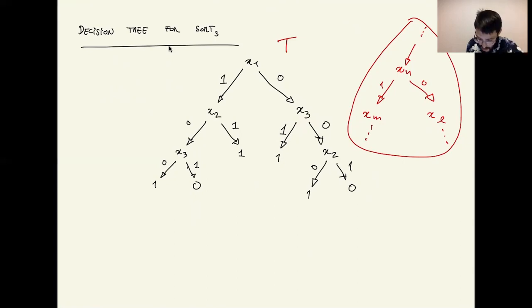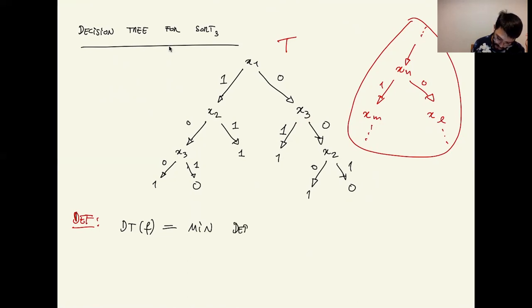Yes, and so we have another definition here, another one of these complexity measures, which is the decision tree complexity measure of F, which is the minimum depth. It's the minimum among all the depths of T, where T is a decision tree for F.